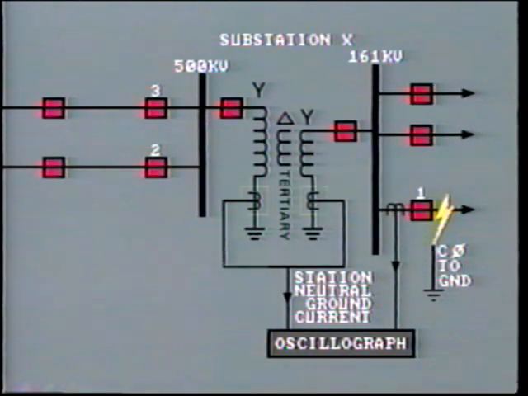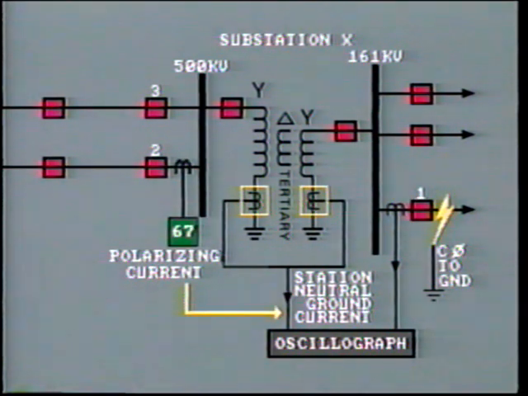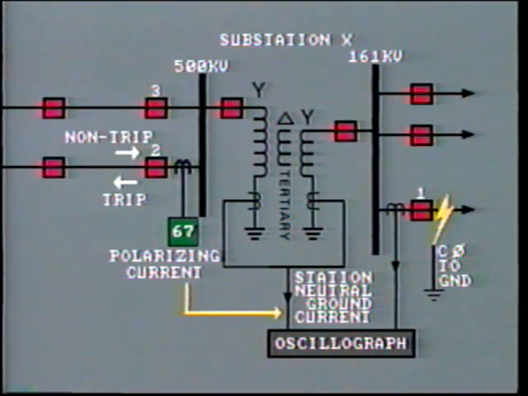Well, the problem is that the same pair of CTs are also used to provide polarizing current for the directional relays on the line. This current is used as a reference to determine whether a particular fault is in the tripping or non-tripping direction. The direction of polarizing current is compared with the direction of current flow in the line.